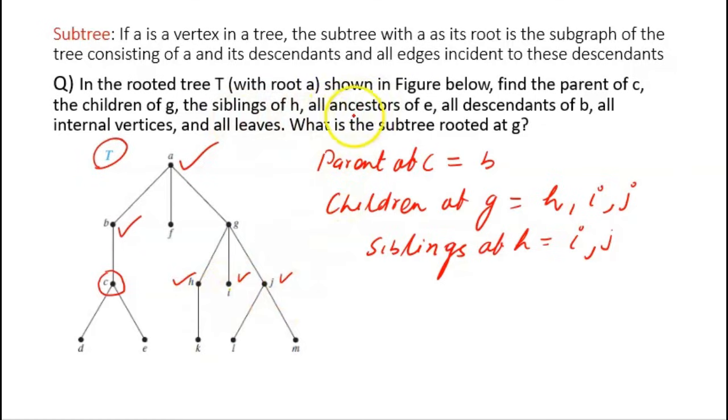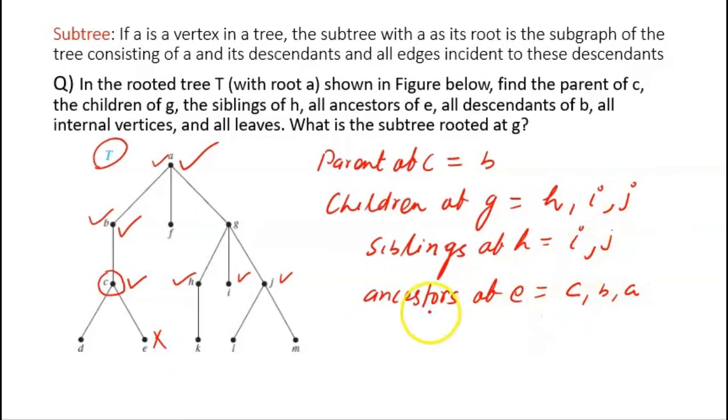And all ancestors of E. So what are the ancestors of E? Where is the vertex E? E is this vertex, right? I am calling this vertex E. So ancestors of E are C, B and A. So C, B and A are the ancestors.